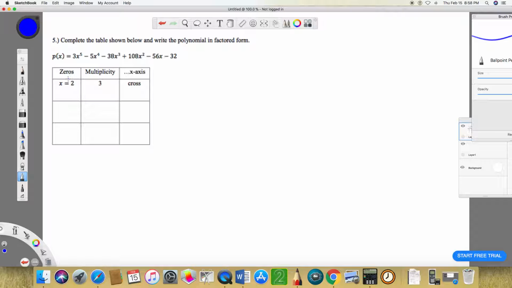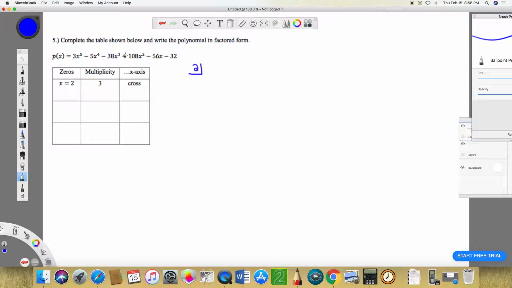Zeros are just another word for roots, which is another word for x-intercepts. If x equals 2 is a zero, then when we do synthetic division with 2, the remainder theorem says that we'll get a 0.